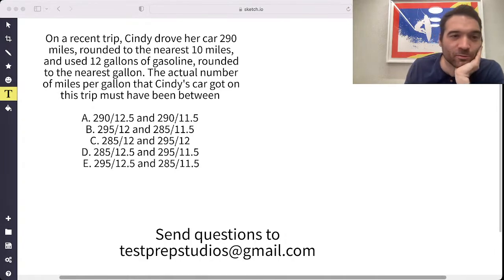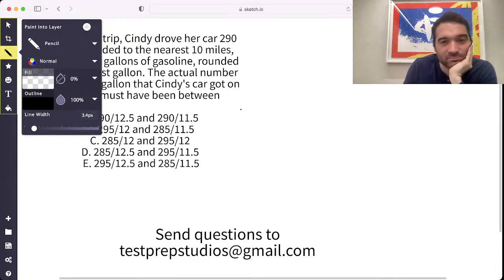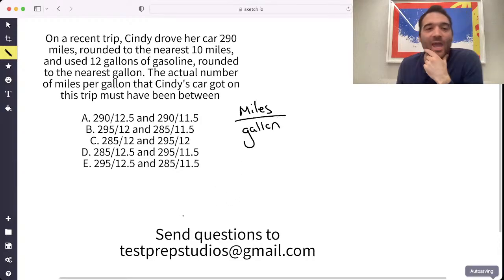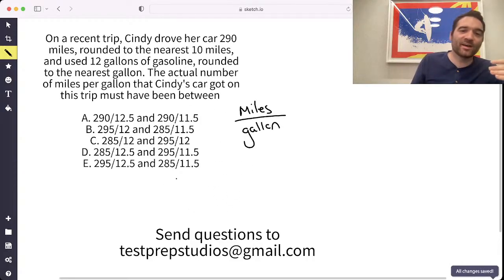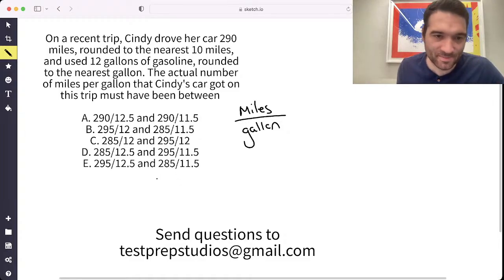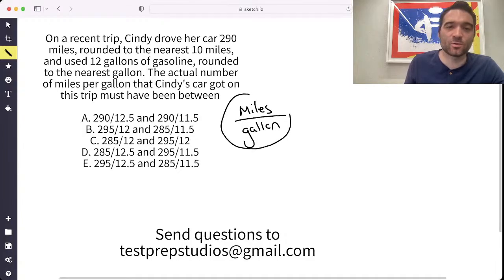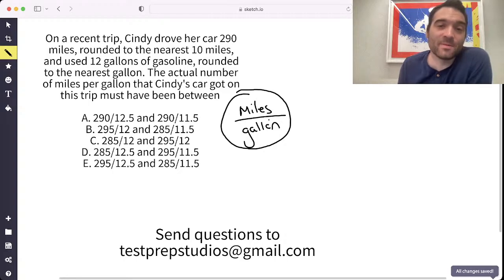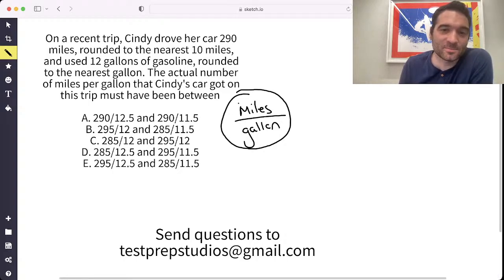So what are we looking for here? We're looking for the miles per gallon. And we want to know the minimum possible value of this and the maximum possible value of this. So the minimum possible value of this whole fraction and the maximum possible value of this whole fraction. Well, what's the minimum possible value? To make this number as small as possible, I would need to make the numerator very small, but the denominator very big.